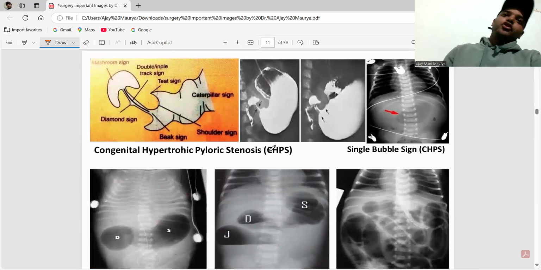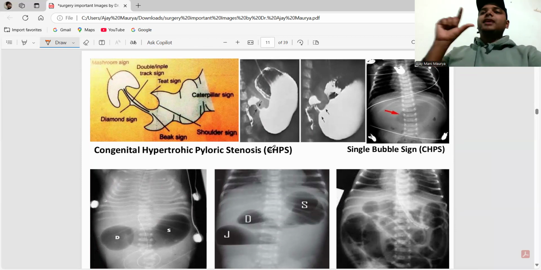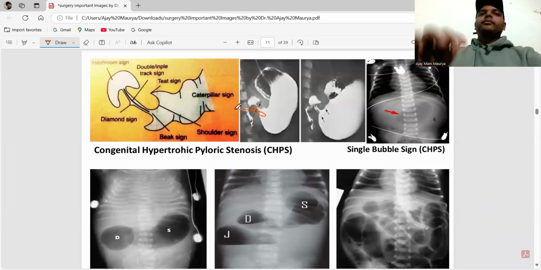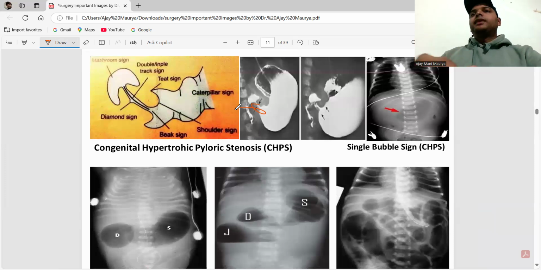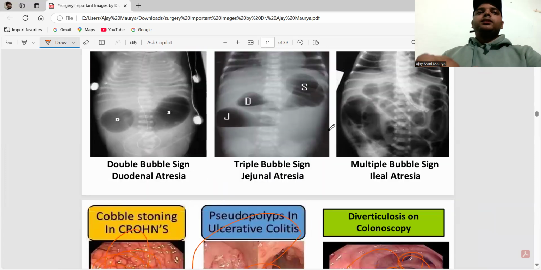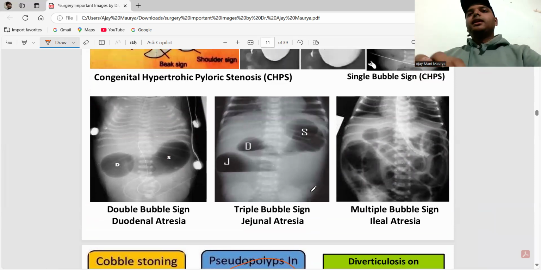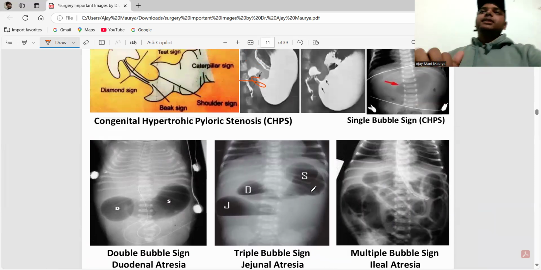Also, guys, this is HPS, congenital hypertrophic pyloric stenosis. Here what happens is there is hypertrophy of the what? Pyloric muscle, the pylorus. That's why they will give the history like that: there is non-bilious vomiting. This is the single bubble sign. Then this is the double bubble sign in duodenal atresia, triple bubble sign in jejunal atresia, multiple bubble signs in ileal atresia. Remember these images, guys.